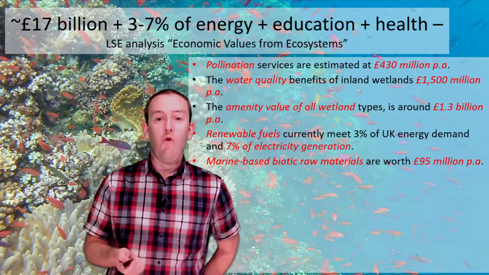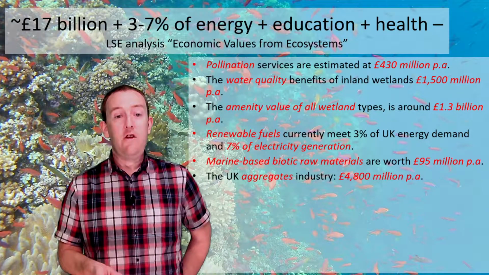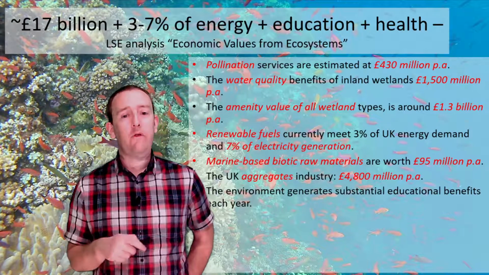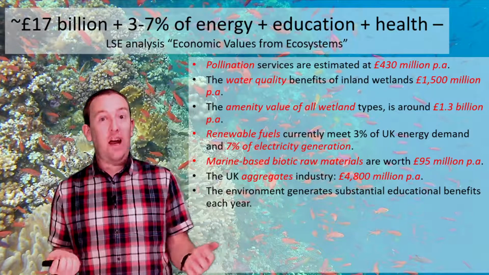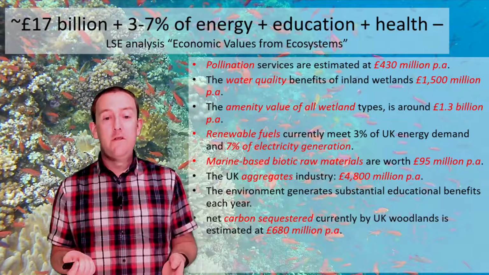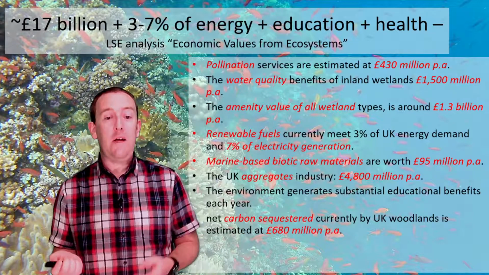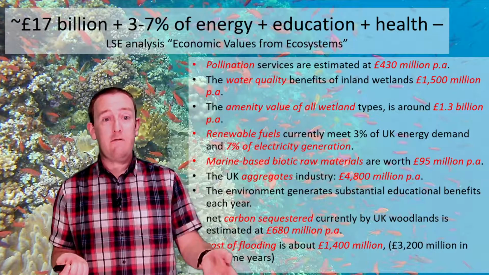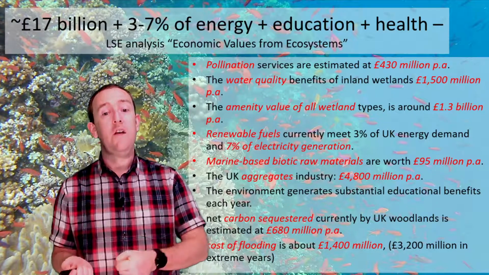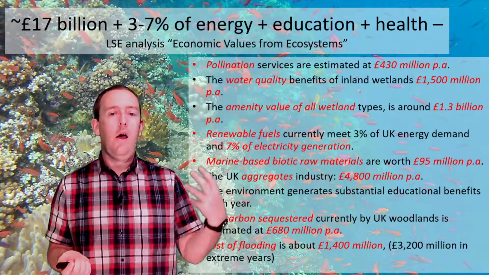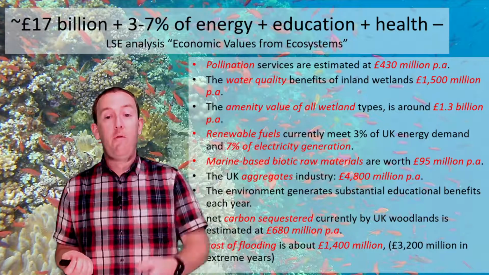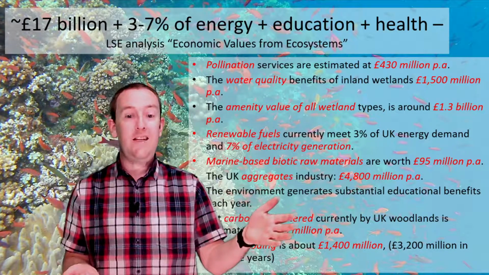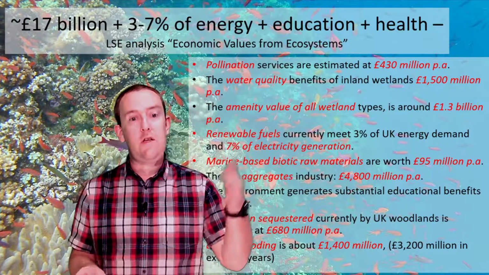Marine-based biotic raw materials, £95 million. UK aggregates, which are building materials, £4.8 billion. The environment generating substantial educational benefits, of course. Net carbon sequestered currently by the UK woodlands is £680 million a year. The cost of flood defences, the cost of flooding to us at the moment is about 1.4 billion pounds, 3.2 billion in extreme years, and this report was written before some of the extreme years we've had in recent years. Environmental services go some way to mitigate that.